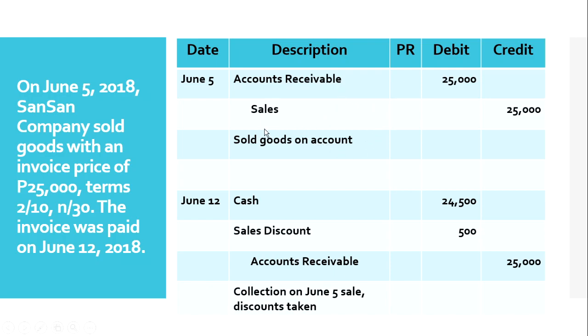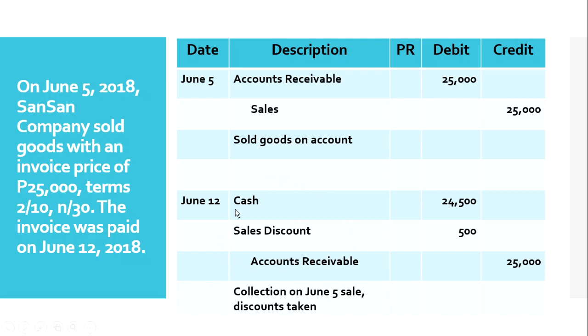So as you see here, ang nangyari kasi nung June 5, nakabenta si Sunsun Company. Kaya nagkaroon tayo ng sales. But then, inutang sa kanya ni buyer. Kaya ang debit natin ay accounts receivable. In the explanation, in-emphasize natin na it is on account. Then we will have another recording on June 12, which is debit cash of 24,500 and then the sales discount of 500 and then the accounts receivable of credit na 25,000. Our explanation is collection on June 5 sale, discount taken.